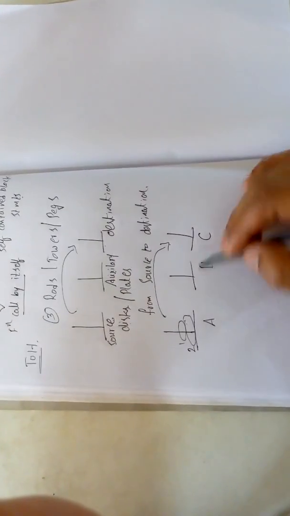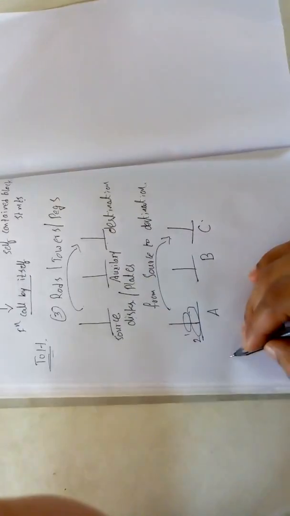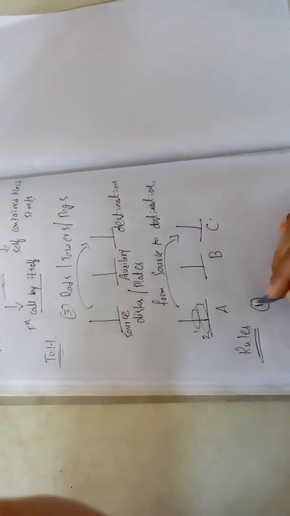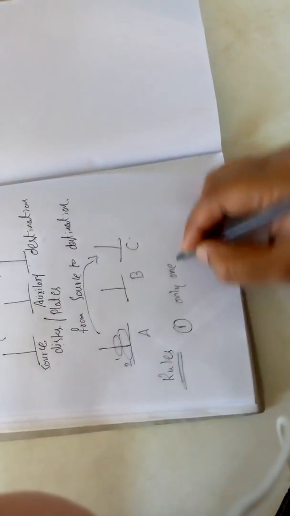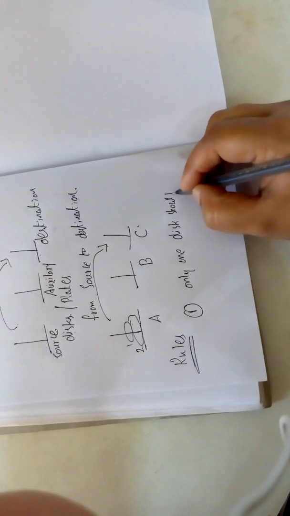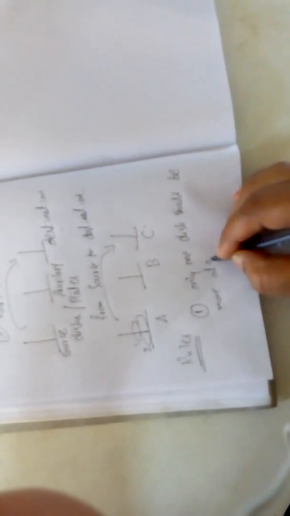Now we have to move the discs from source to destination. But if you want to move from source to destination in the Tower of Hanoi problem, we have to follow some rules. The first rule is only one disc should be moved at a time. This is the first rule.